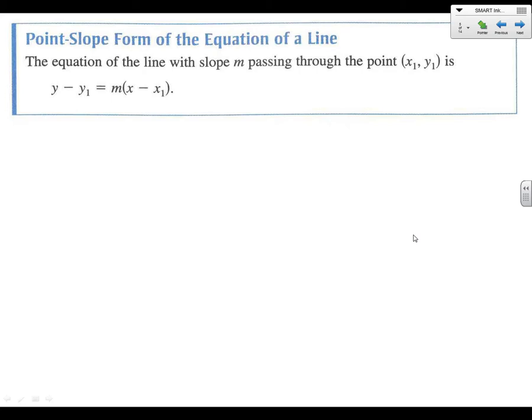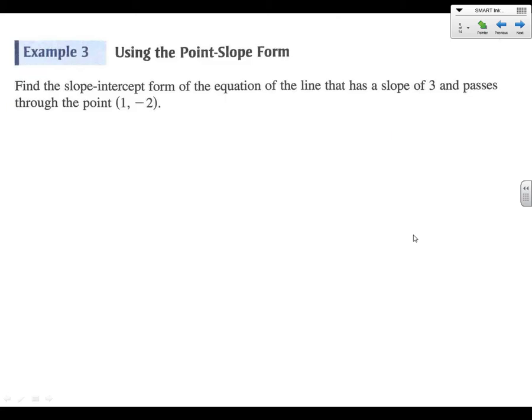Okay, so we have slope-intercept, which is y equals mx plus b. Equation number 2 is point-slope, and this is very helpful if you have a point to deal with instead of an intercept. So y minus y1 equals m times the quantity x minus x1. Dealing with that, let's find the slope-intercept form of the equation that has a slope of 3, m equals 3, and passes through (1, -2).